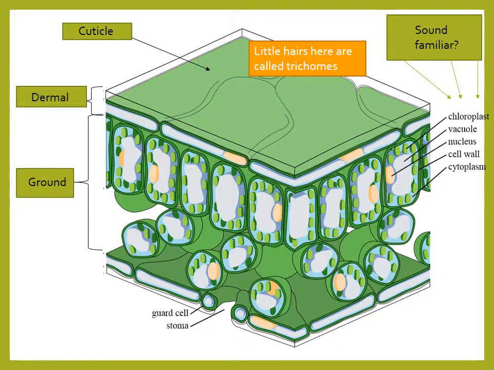So let's take a look at these layers. This, once again, should be kind of familiar to you if you did that packet we most recently did in class. Everything on the right side over here, we should see those really familiar organelles that we all learned about: chloroplast, vacuole, nucleus, cell wall, and cytoplasm.